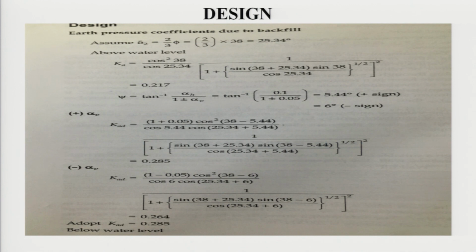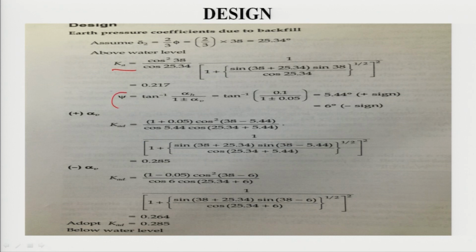So here we can go for the design. We have to calculate whatever we have discussed already, and we cover it in this numerical. So first of all, the earth pressure coefficient due to backfill we have to consider. Here the most important part is delta is equal to 2/3 of the internal friction phi, that is 2/3 into 38, that is 25.34 degree.